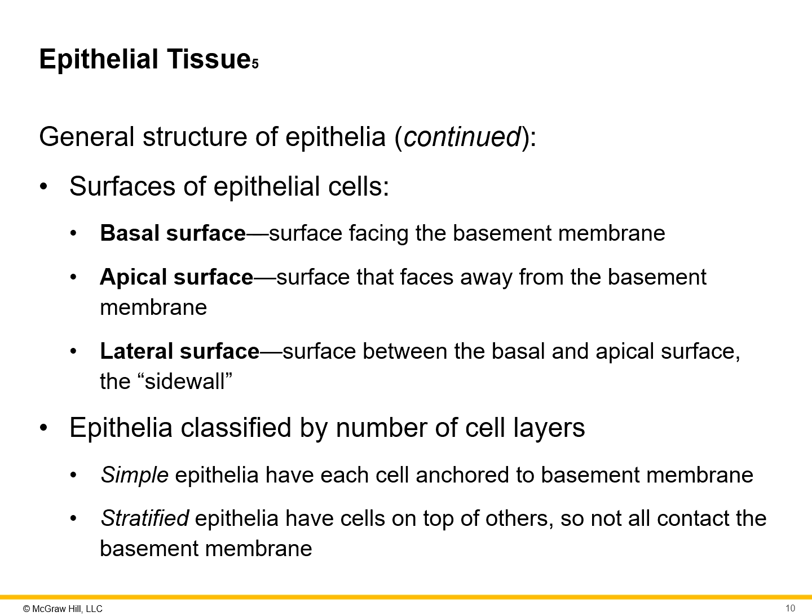And when we have one layer of cells that's anchored to the basement membrane, that is said to be a simple epithelia. And then if we have two or more layers, that is called stratified epithelia. Right? So not all are going to come into contact with the basement membrane, just that bottom layer of cells.